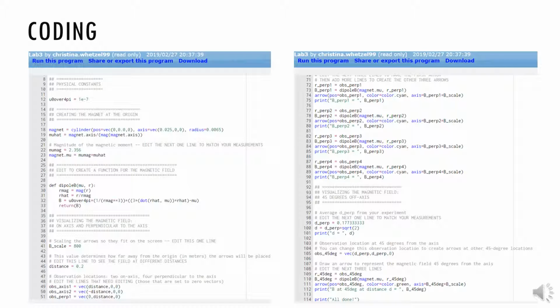Shown here is the coding portion of this lab. I begin by defining constants, my value of mu, and creating a function to calculate the magnetic field of a dipole, which is based on the derivative of the Biot-Savart law shown at the beginning of this video. Then I created arrows to show the calculated magnetic field using this function at different locations on and off axis. Finally, I created an arrow to show the 45-degree angle magnetic field, and printed this value onto the bottom of my model for comparison with the experiment.